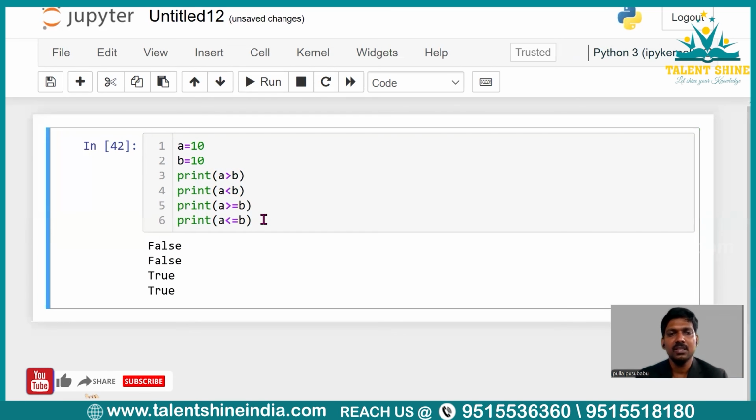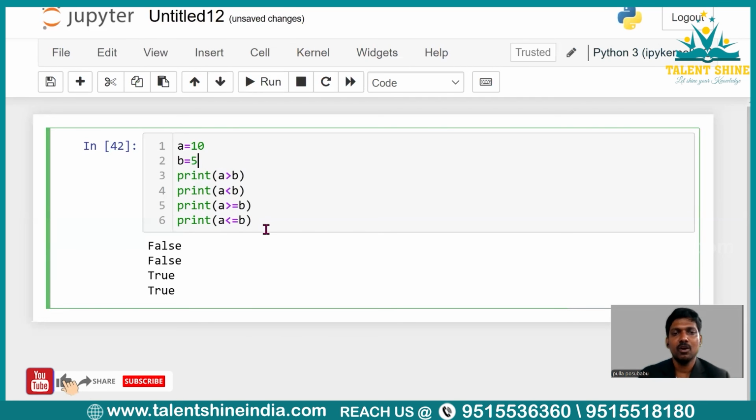Now let's see what will happen with a greater than or equal to b, and a less than or equal to b. The first two will be false. The next one is 10 greater than or equal to 10. Yes, right? Equality is there, hence you are getting true. Here also equality is there, hence you are getting true. Let me change the values here.